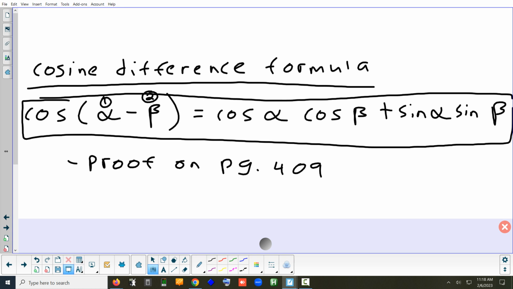Is there multiplication between the cosine and sine? Yes, that is multiplication.